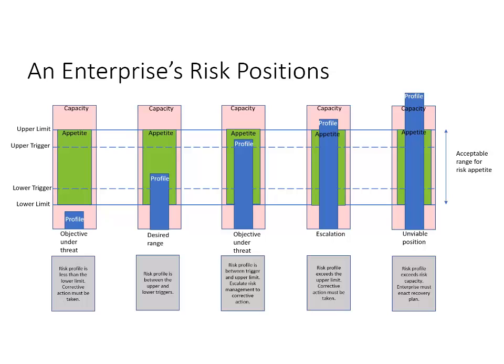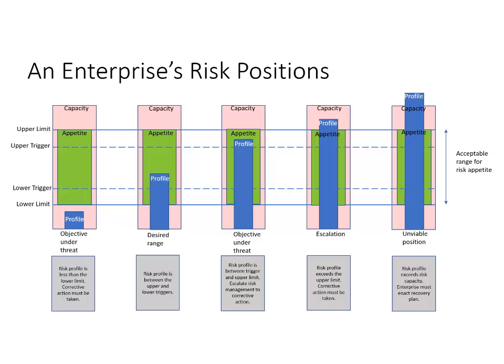The first figure on the left shows an objective under threat. The risk profile is less than the lower risk limit. This organization is not taking enough risk, so corrective action must be taken. Now consider the second figure. This shows an organization operating within its desired risk range. The risk profile is between the upper and lower triggers, right where managers want it to be.